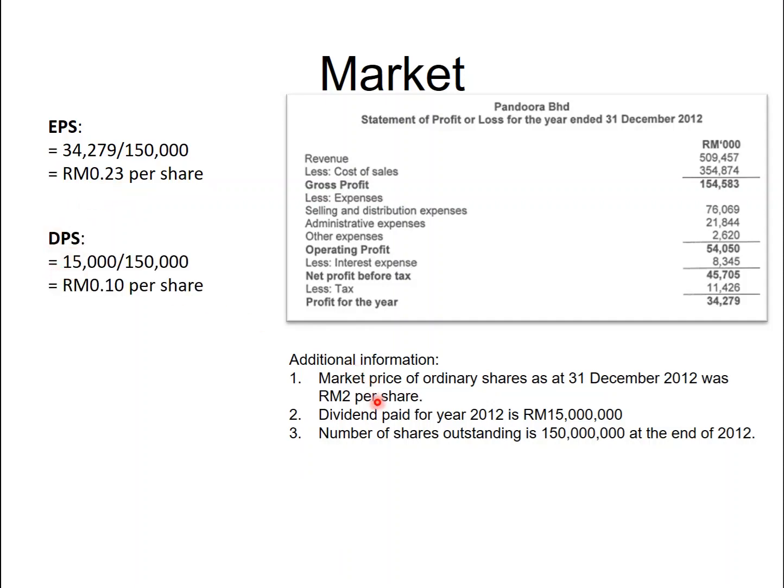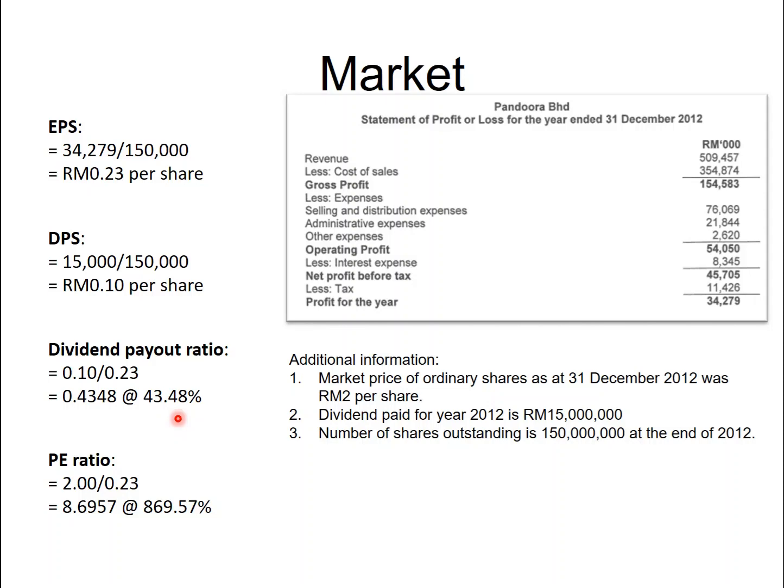Dividend per share based on the additional information, dividend paid is 15 million. Therefore, divide by number of share outstanding 150 million, then we get RM 0.10 per share. Dividend payout ratio, which is dividend per share divided by earning per share. So dividend per share is 0.10 divided by earning per share is 0.23. Then we get 0.4348, which is in the form of percentage, 43.48%.